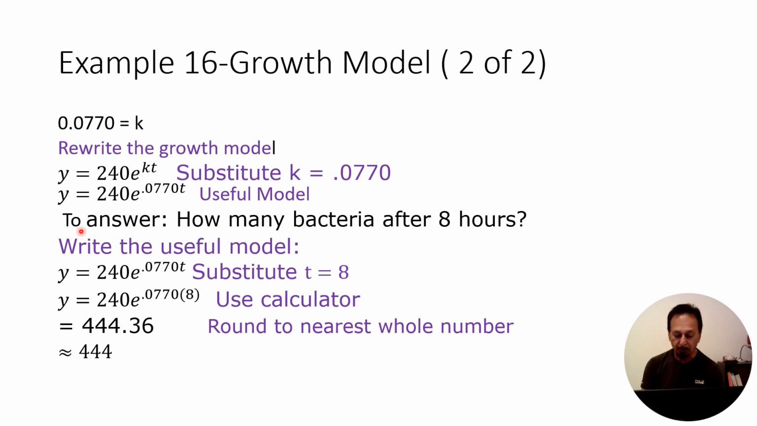Let's see. Now the question is, how many bacteria after 8 hours? So it looks like 8 hours means t is 8. So we substitute t equal to 8 in our useful model. y equals 240 e to the power 0.0770t, and this becomes y equals 240 times e to the 0.0770 times 8. Now put it on the calculator and we get 444.36, round to nearest whole number. So this will be 444 bacteria after 8 hours.